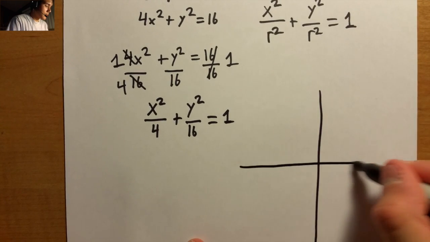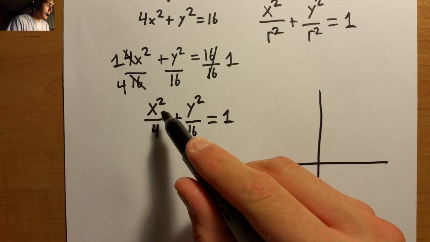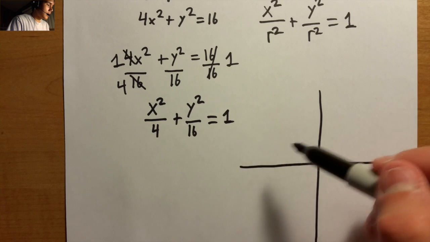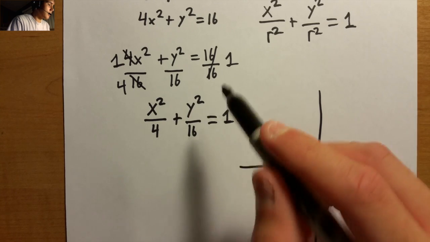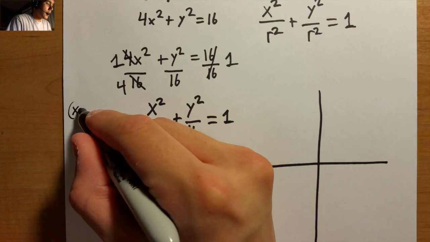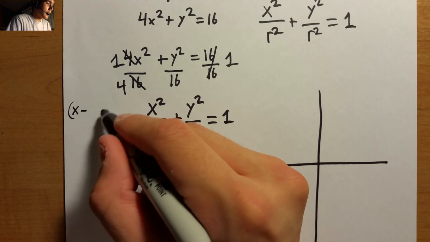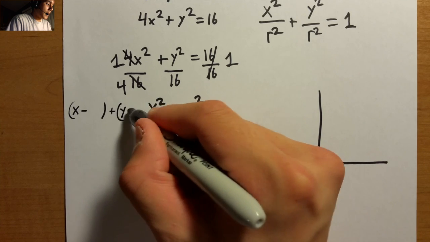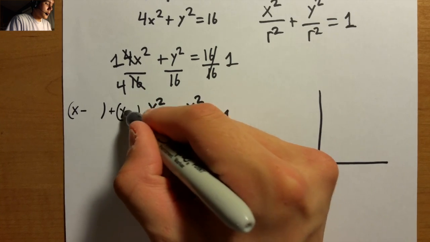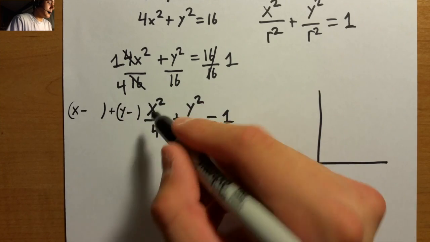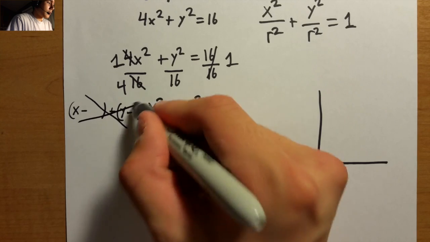And again, our center is going to be 0, 0, since we have nothing affecting the x or y. If our center was something other than 0, 0, it would be in the form of x minus whatever it is plus y minus whatever it is. So that's essentially what it would be if the center wasn't 0, 0. But you can forget about that for this problem.